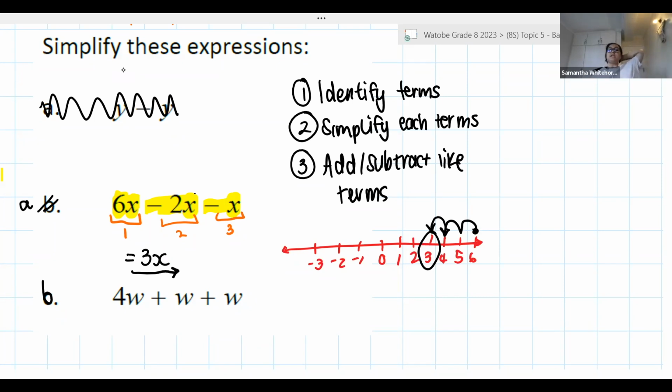What you need to take note of here is that it's only the coefficient that changes. It's only the number in front of the x that's going to change. The x stays x. The variable does not change. Right, so I want you to try B for me. And remember, just like in question A, if there's a variable by itself, there is actually a coefficient of 1 there.